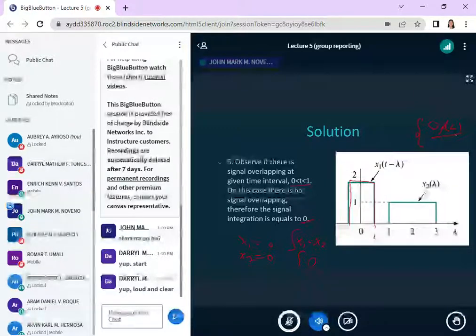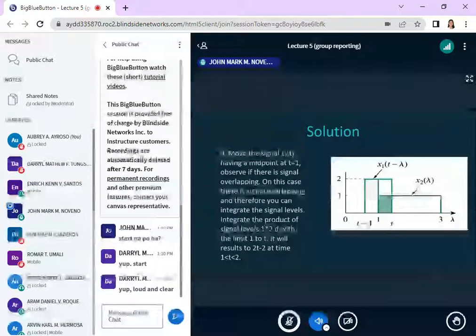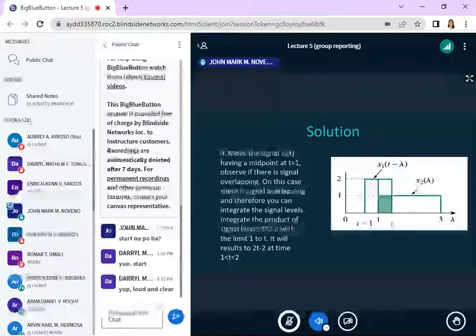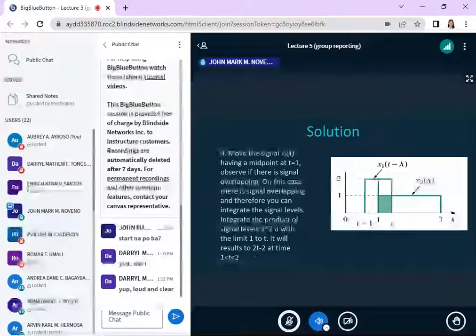So next, move the signal x sub 1 having a midpoint at 1. Observe if there is a signal overlapping. On this case, there is a signal overlapping and therefore you can integrate the signal levels. Integrate the product of signal levels 1 times 2 dt with the limit t minus 1 to t. It will result to 2t minus 2(t minus 1) at time t greater than 1 but less than 2.